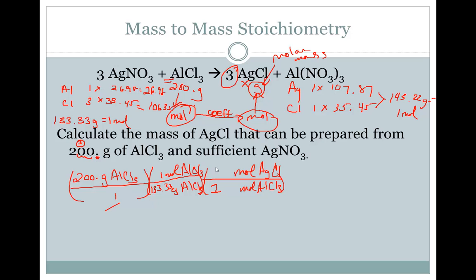Then 1 mole of AgCl is 143.32 grams. Alright, 200 divided by 133.33 times 3 times 143.32 all equals out to be 645 grams of AgCl. Notice there's 3 significant figures because the question itself had 3 significant figures.